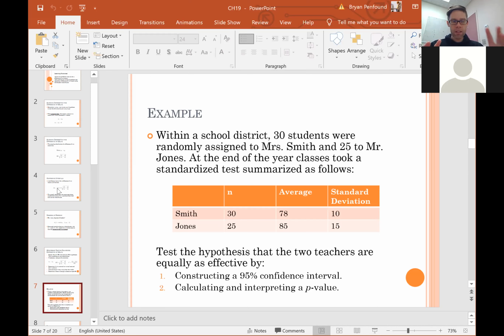So I'm going to grab this example. I'm going to pop over into OneNote, and we're going to start interpreting the values here and see if we can get at part 1 and part 2. So I'll show you how to do it in both ways. And like I've been saying, typically the probability value is the way that we go with regards to hypothesis tests.